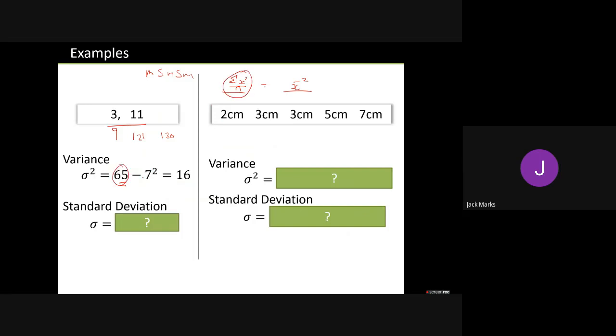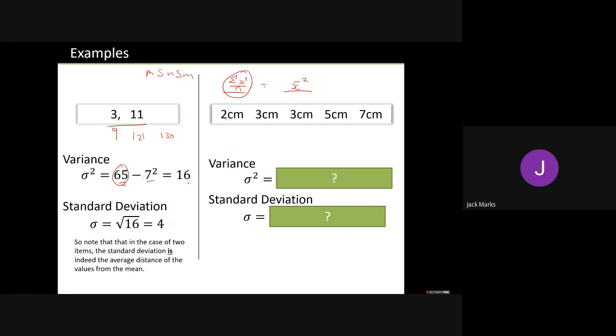The minus sign carries through, and the mean, 3 plus 11 is 14, divided by 2, so 7 squared is 49. 65 minus 49 is 16. Okay, standard deviation, we would say that this is 4. And you can see here, 4 is a very sensible answer. We said standard deviation sort of means the distance from the mean. 3 is 4 from the mean, but 11 is also 4 from the mean.